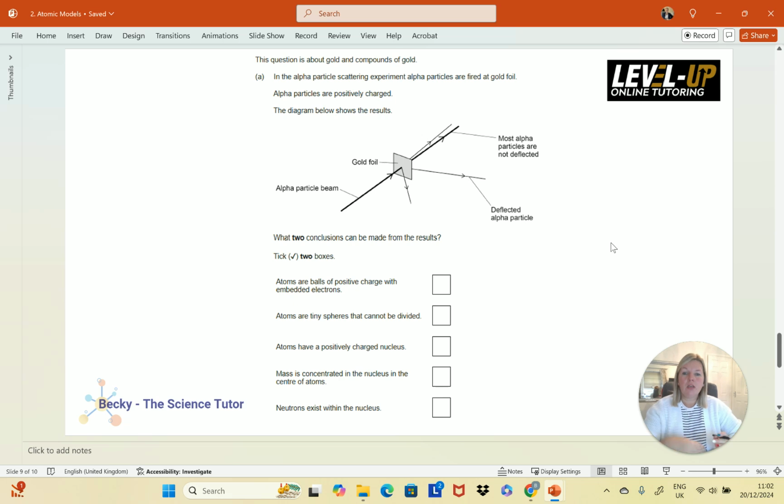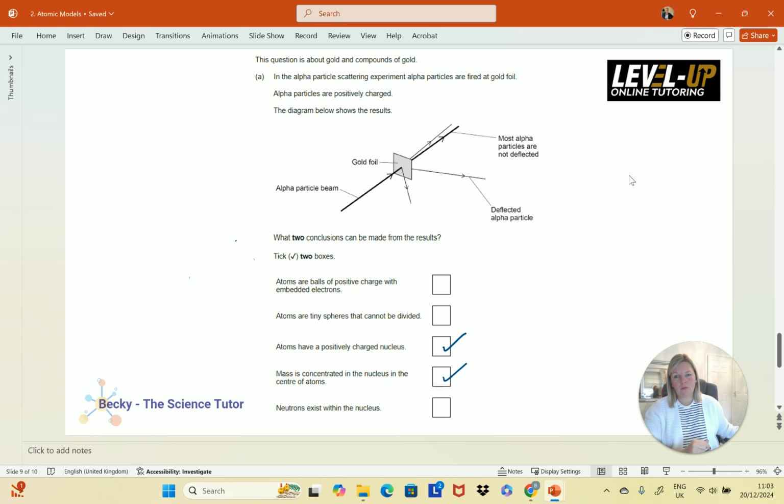So the 2 conclusions that were made from this experiment are that the atoms must have a positively charged nucleus, because if we're firing positive alpha particles at it and some of them were deflected, then we must be coming next to the same charge and we get that repulsion. And the second one is that the mass is concentrated in the nucleus. It's concentrated in that small space because only very few bounce back. Okay, neutrons exist within the nucleus, yes they do, but we didn't know about neutrons at that time.